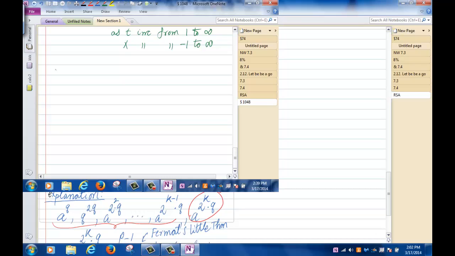So let's look at another example here. And in this example, we are going to make things a little bit difficult. Let's say x is given by cosine of t.